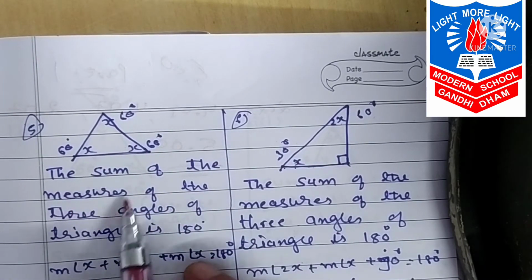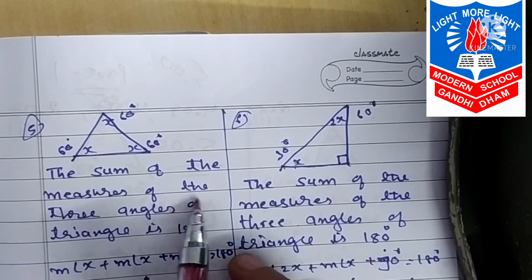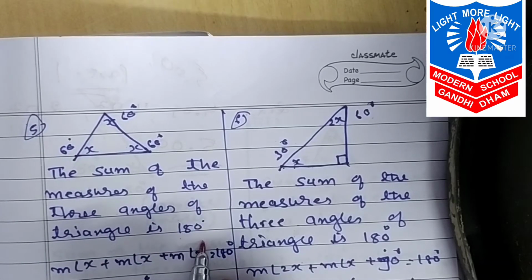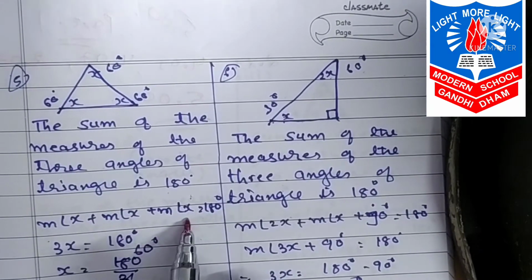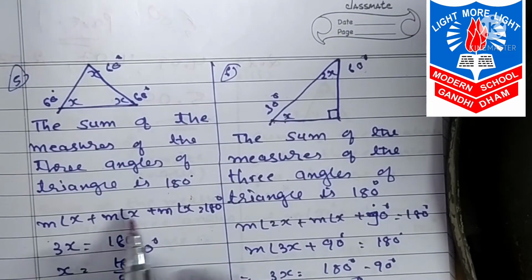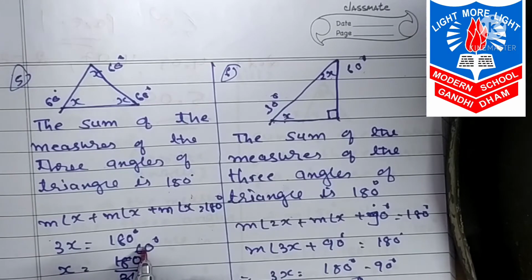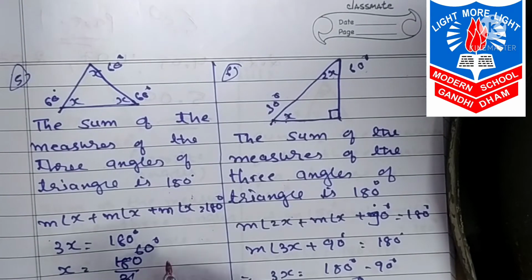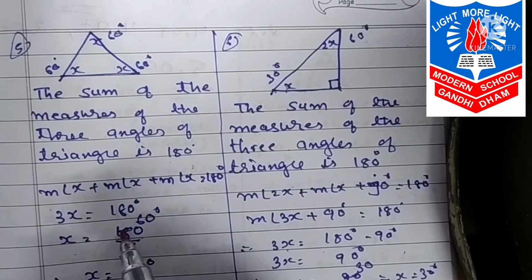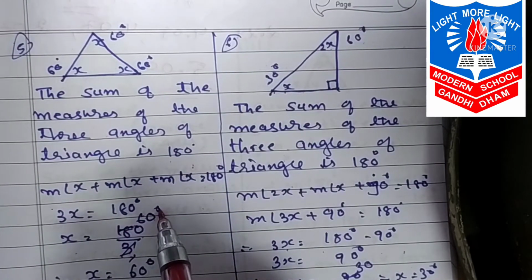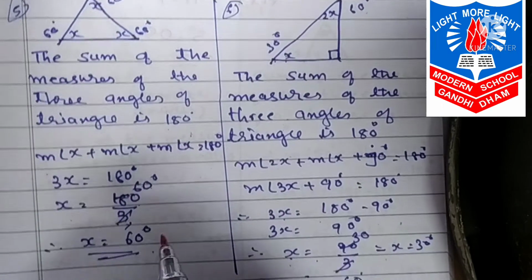See the fifth one, here x and x, it means all three angles measurement is the same. So first we write the statement, the sum of the measure of the three angles of a triangle is 180. Therefore, measure x plus x plus x is equal to 180. x plus x plus x is equal to 3x is equal to 180. Therefore, x is equal to 180 divided by 3. 3 ones are 3 and 3 sixes are 18, means 60 degree. Therefore, x is equal to 60 degree.